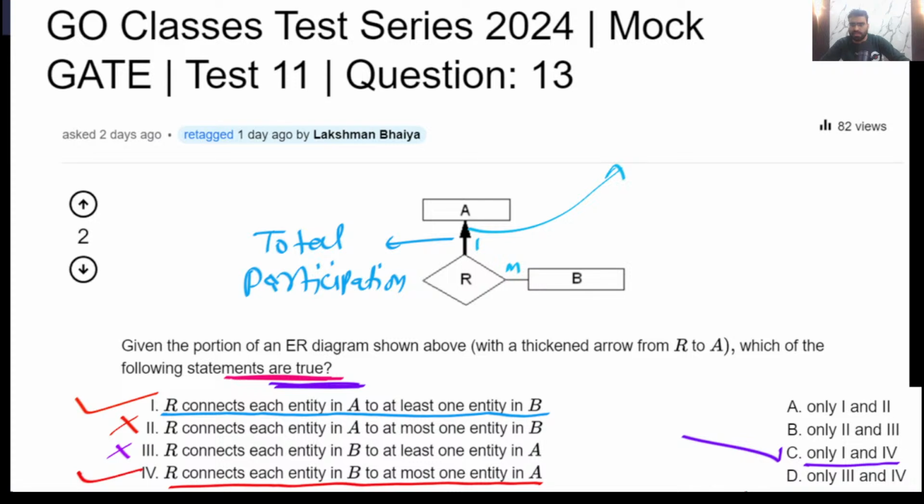So did you understand this ER model question? Let me know. This was again a very simple, straightforward question. You just have to analyze the given ER diagram and you can easily see option 1 and option 4 are correct. Is this question clear? ER diagram question. Okay, let's move on now.